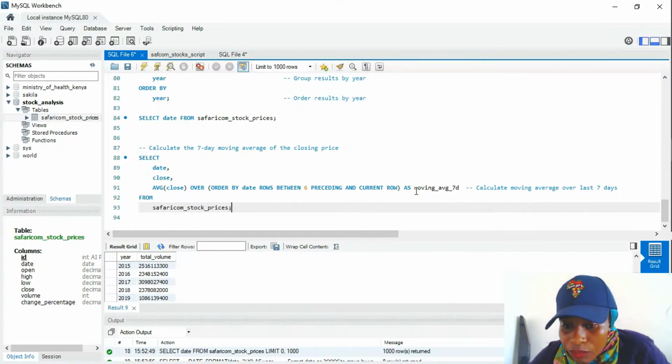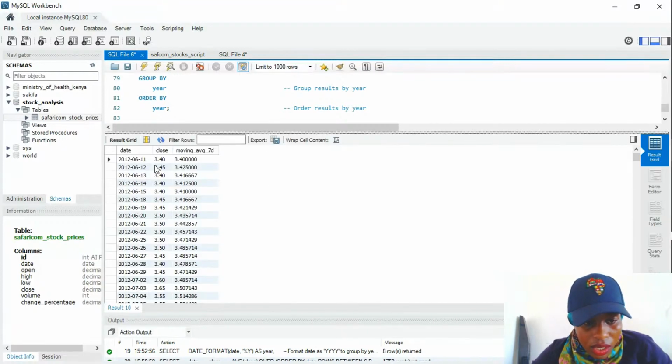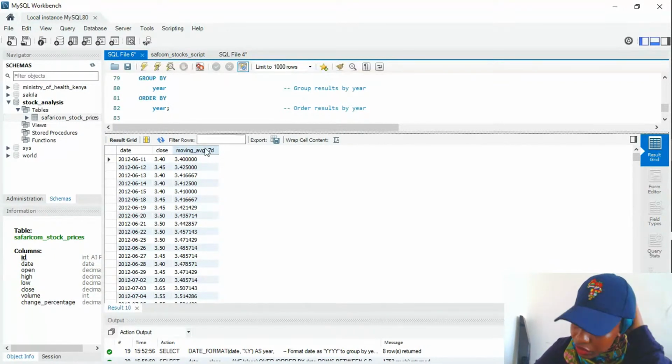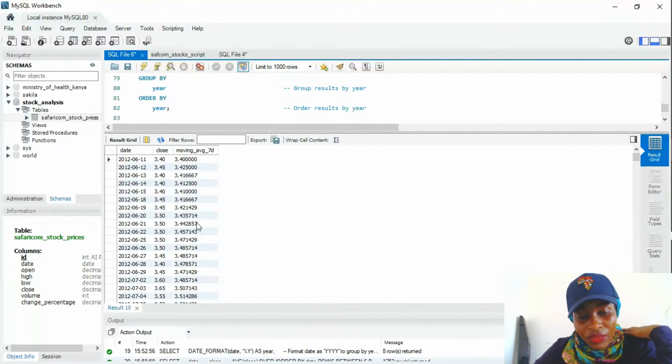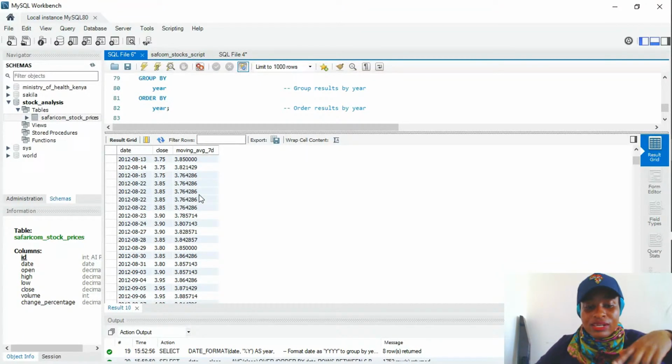So yeah, let me run this and see what we have. And you can see here, so we have the date, we have the close, and then we have the 7-day moving average. So this 7-day moving average somehow smoothens the data for us, and you can see the pattern. Yeah, if you are to visualize this, it's going to give us a smooth pattern.